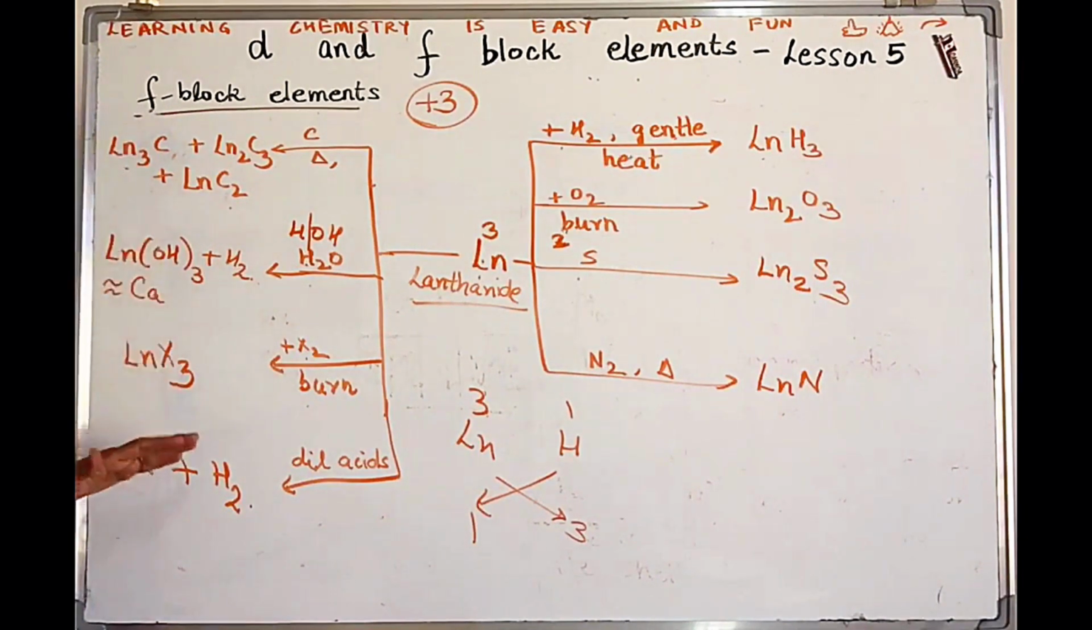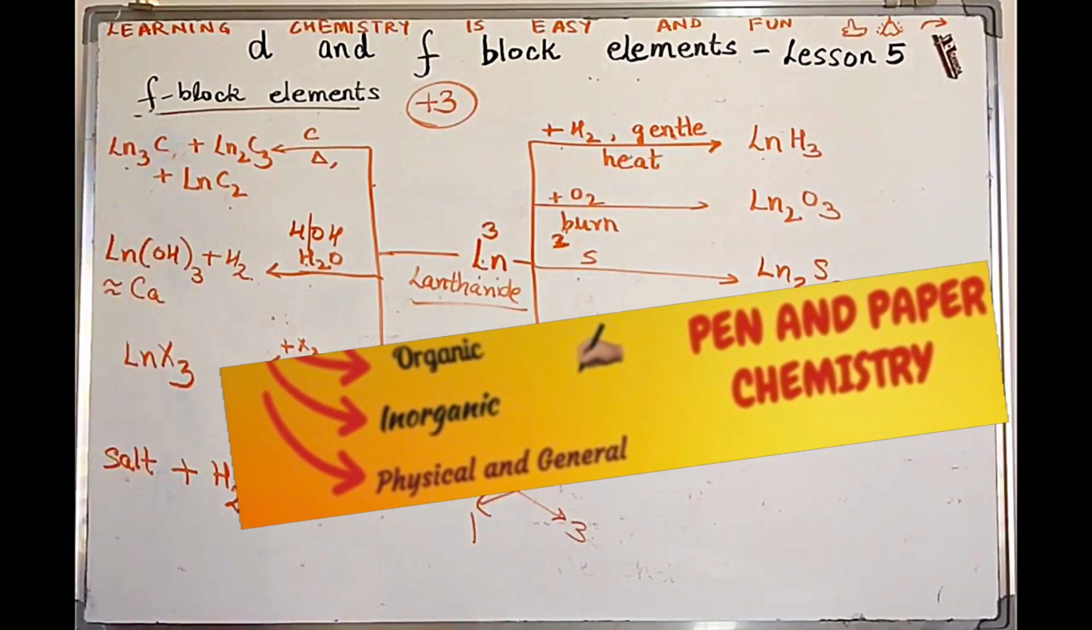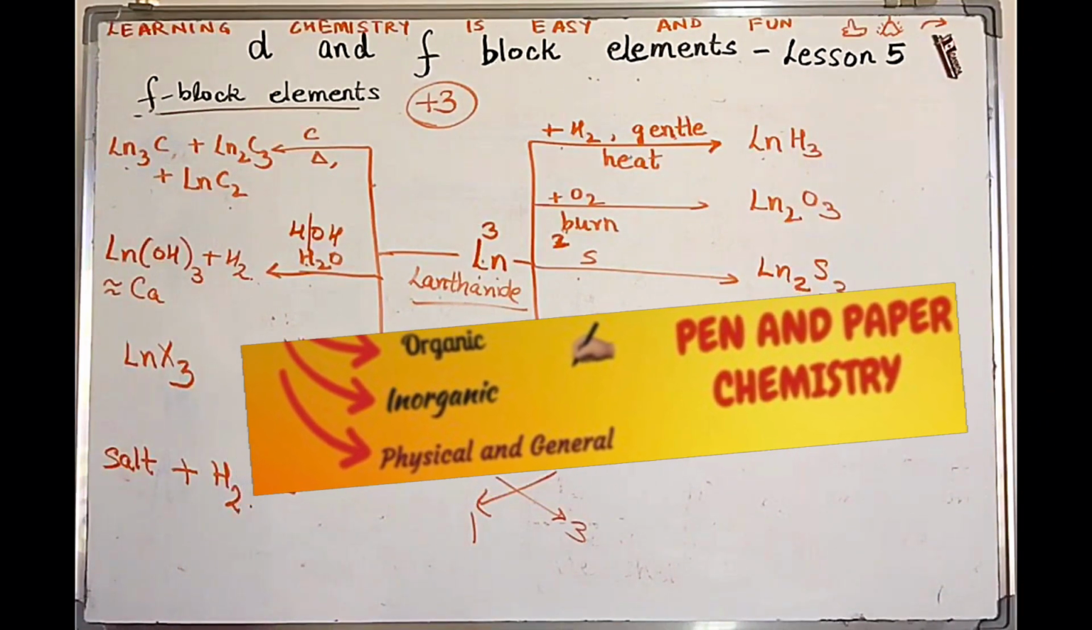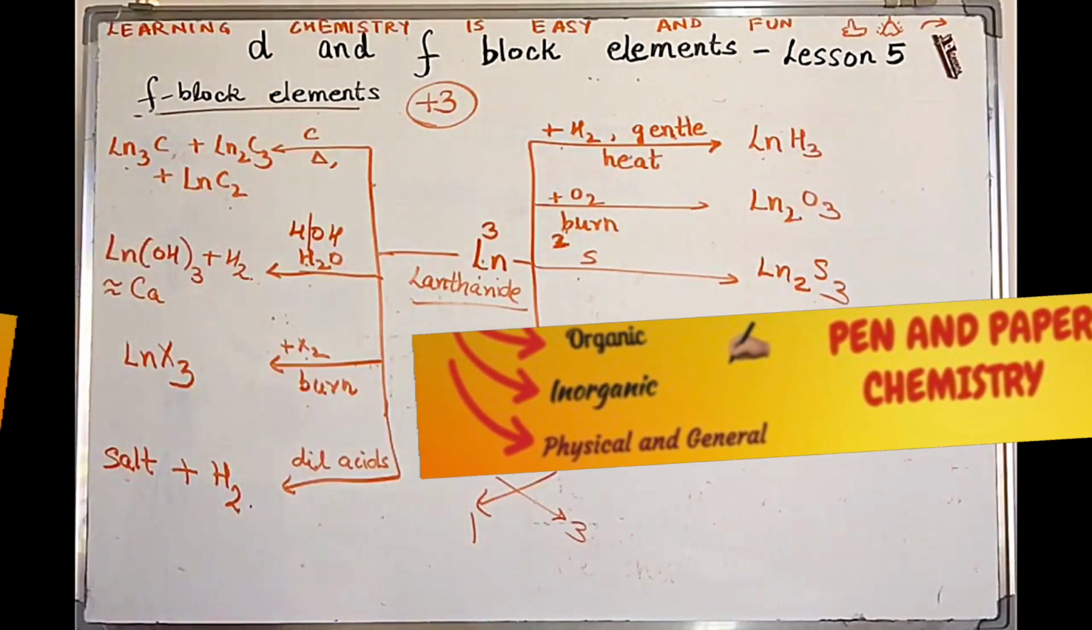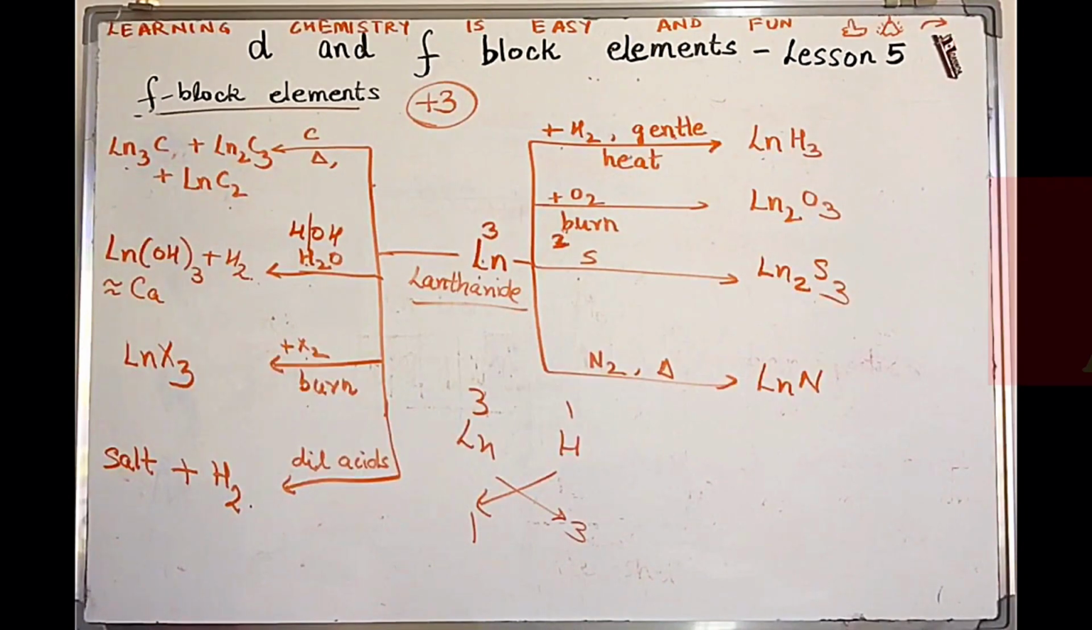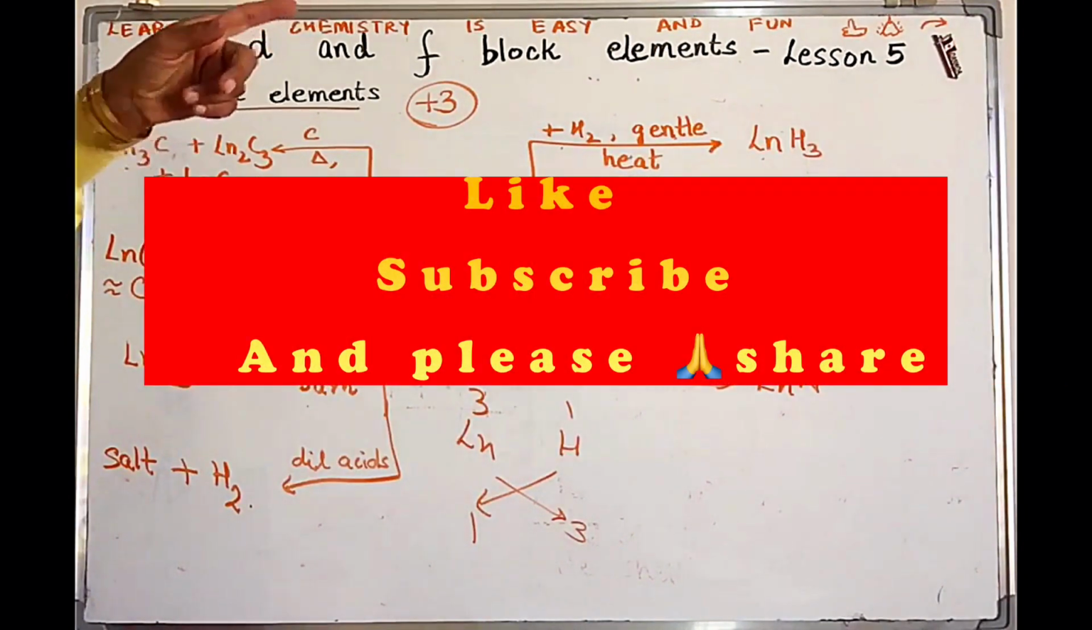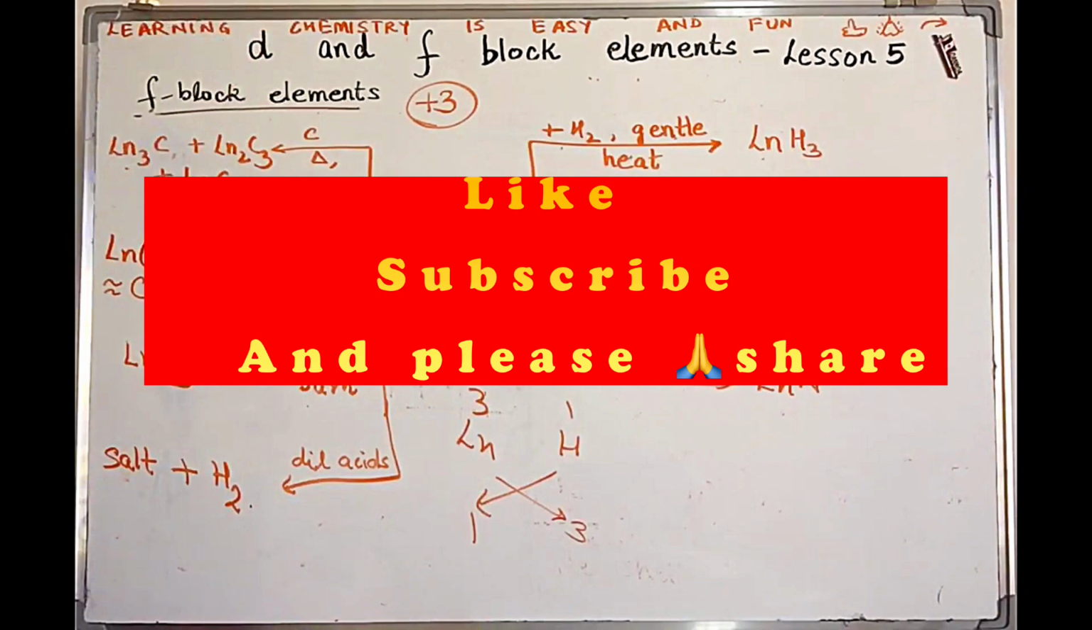This completes the F block elements for us. We are now left with the two compounds of the D and F block, that is potassium permanganate and potassium dichromate. In Lesson 6, I shall teach you tricks and tips to remember and write their reactions. So stay tuned, stay calm.